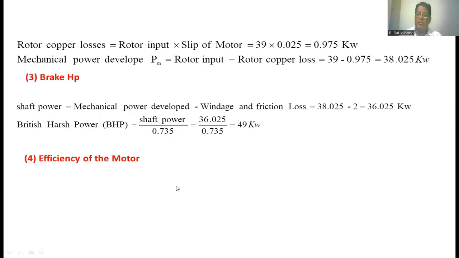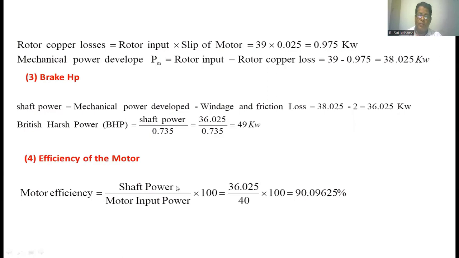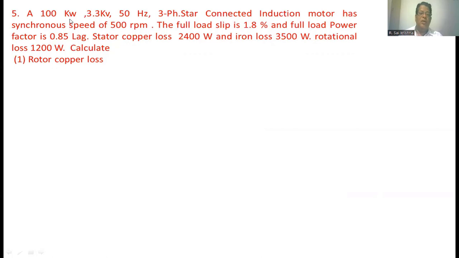Efficiency of the motor. The efficiency of the motor is defined as the ratio of output power to input power, that is, shaft power divided by the motor input power. Already we know the shaft power, that is 36.025 divided by 40. We get 90.0962 percent.